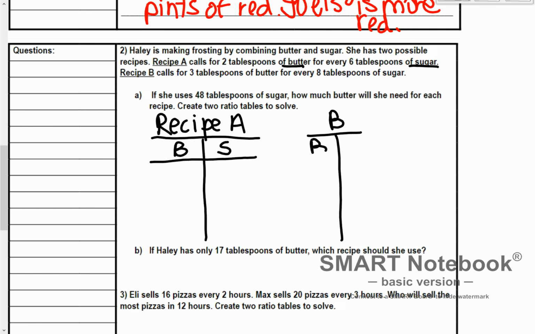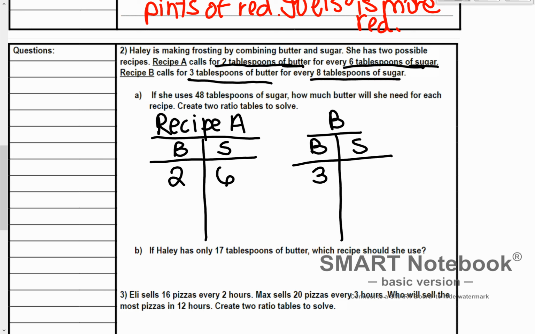You can write it out. You could just put the first letter, up to you. So for recipe A, it's 2 tablespoons of butter for 6 tablespoons of sugar. 2 tablespoons of butter, 6 tablespoons of sugar, recipe A. Recipe B says 3 tablespoons of butter, 8 tablespoons of sugar.